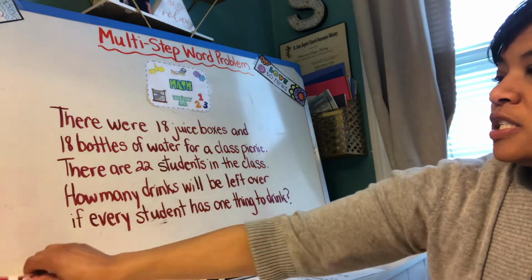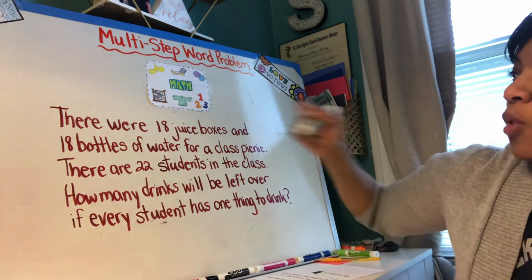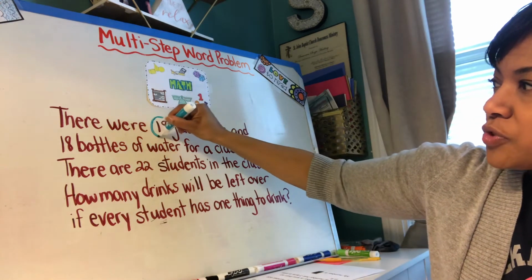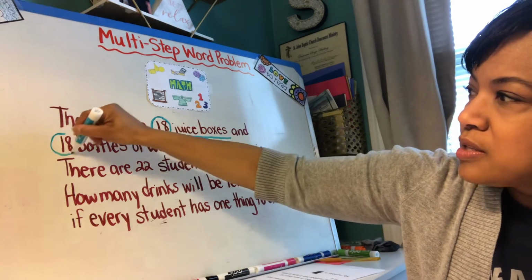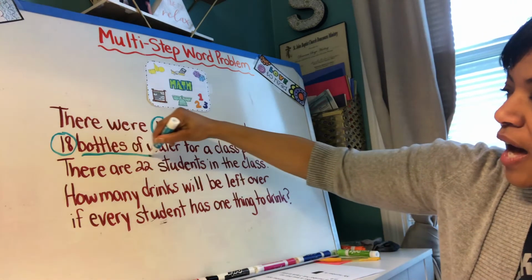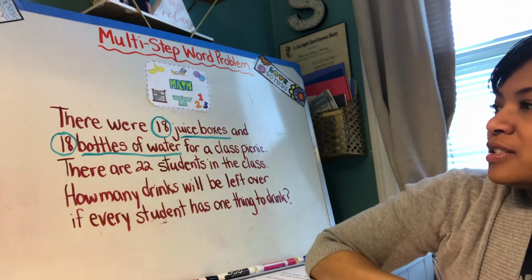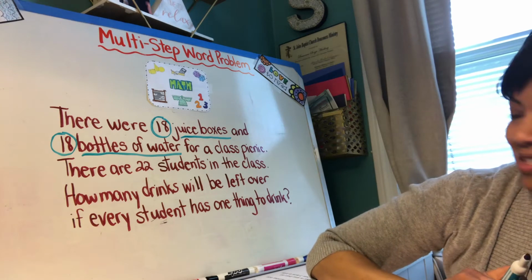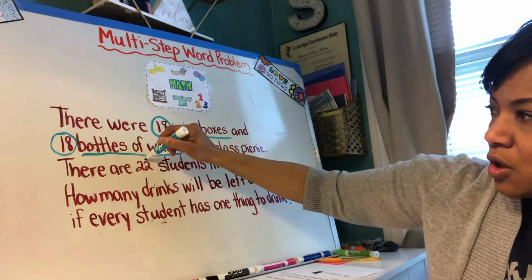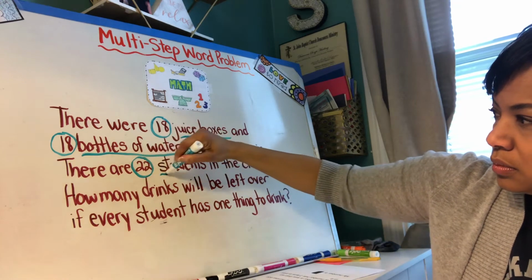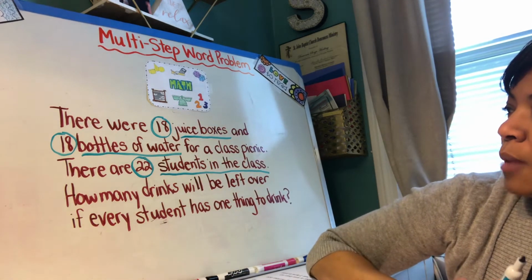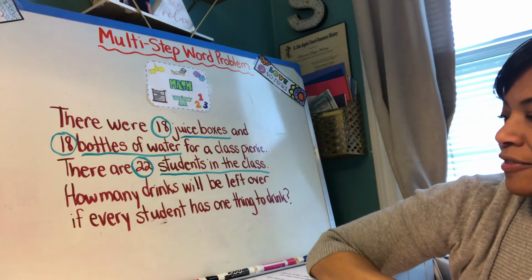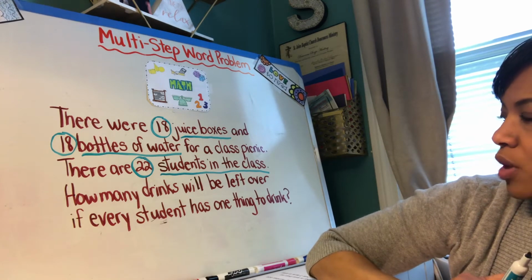There were 18 juice boxes and 18 bottles of water. That is important from the first sentence. 18 juice boxes, 18 bottles of water. Then it says there are 22 students in the class. We need to know that as well. Last sentence, how many drinks will be left over if every student has one thing to drink?